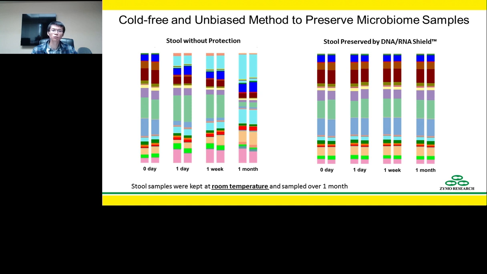So our solution to prevent bias during the sample collection is a new product called DNA/RNA Shield, which when added to a sample can stabilize both DNA and RNA profiles at room temperature for more than 1 month. This figure shows the microbial composition of a feces sample saved in DNA/RNA Shield and sampled over the course of 1 month. And as you can see, the microbial composition stayed almost constant.